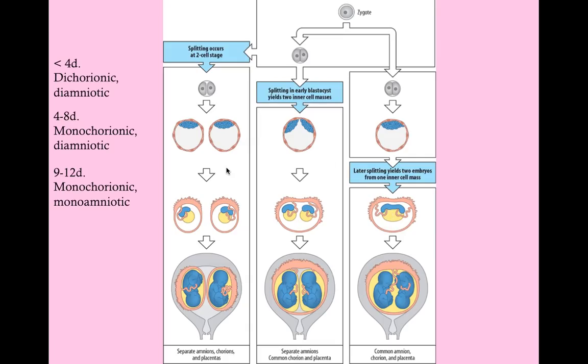Okay, so it depends on when the division occurs. If the division occurs before the trophoblast layer forms, you're going to have separate placentas and of course separate amniotic sacs. And if it occurs after the amniotic sac has begun to form, then you're only going to have 1 amniotic sac, and of course you're going to have 1 placenta because that trophoblast layer has long already formed.